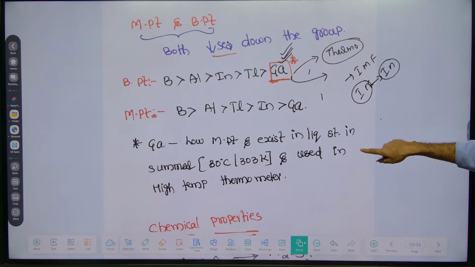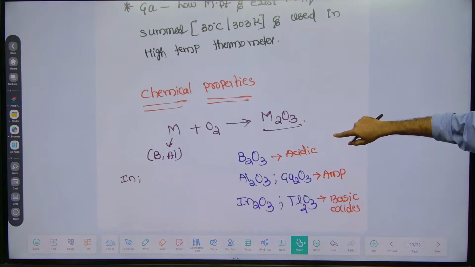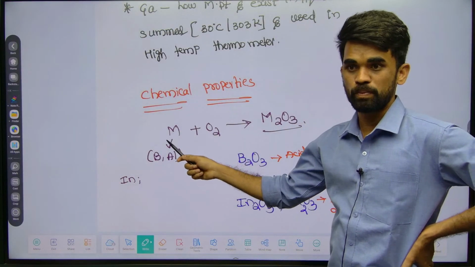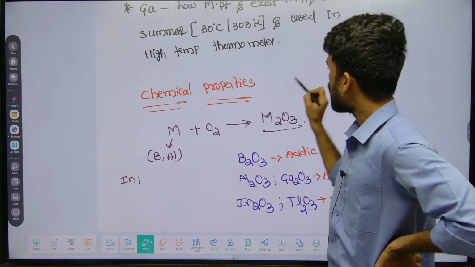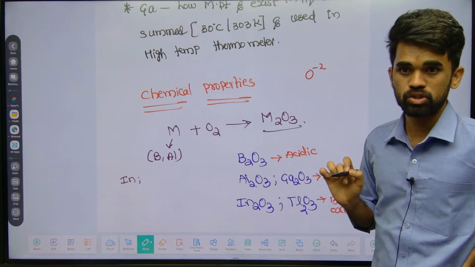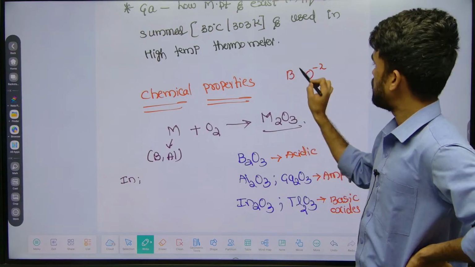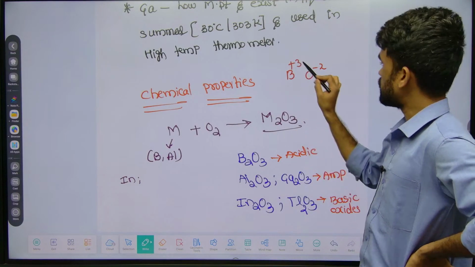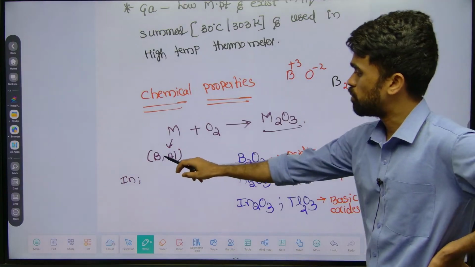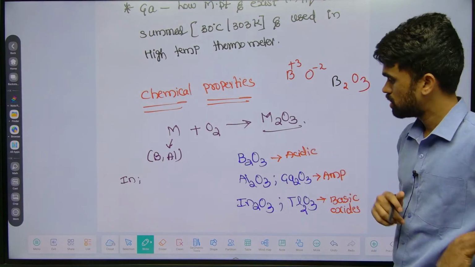Next, move forward. Okay. Next, chemical properties. Definitely oxygen is more electronegative than 13th group elements, so it will form oxides. Oxides means oxygen should be -2 charge. If it is -2, let us say boron is +3. So try to do a crisscross, so it will be B2O3. Like that, boron, aluminium try to form M2O3 type of oxides.